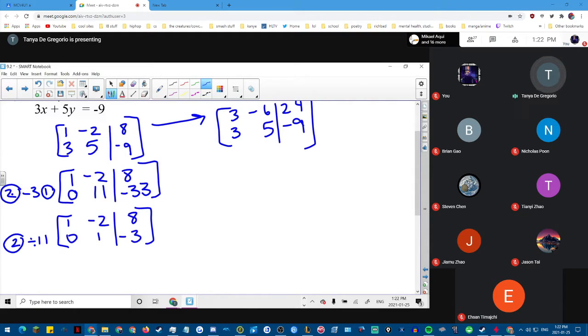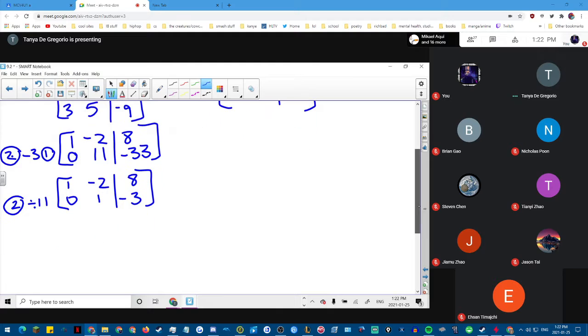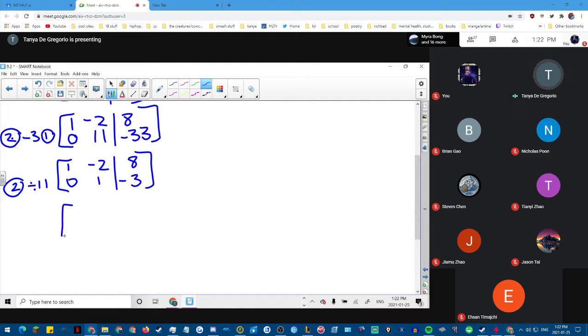Okay, so I'm good. Now I need to make that -2 a 0. So what should I do next? I want to make that -2 a 0. What should I do? Well, 1 plus 2 times row 2. Excellent.